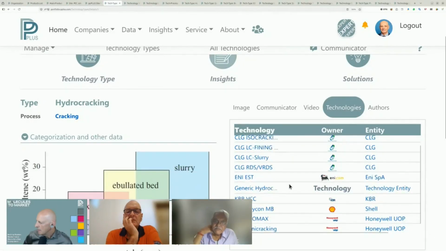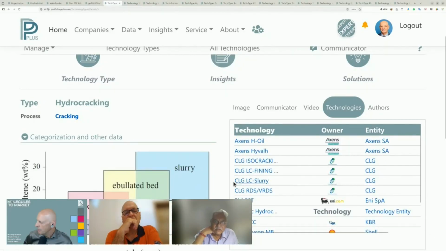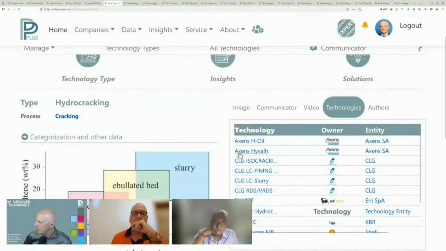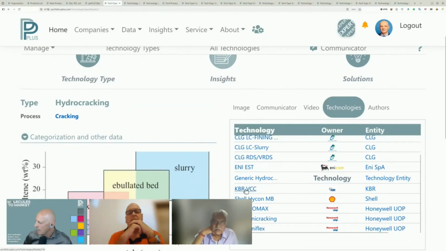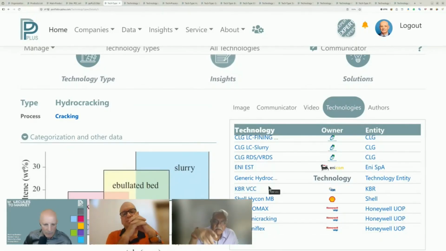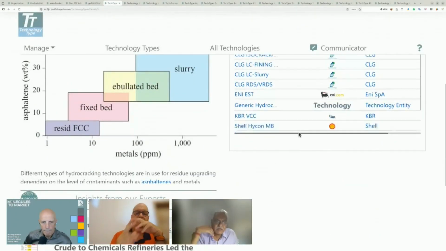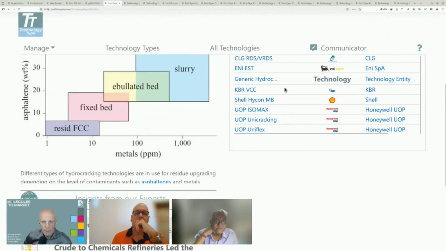UOP, Chevron, all LC, these, slurry, others from Chevron Lummus. It must be Axens. Which one exactly? I'm not sure if it's abbreviated by HIVAL or HOL. HIVAL, HOL, yes, all of them are there. KBR. VCC maybe. Weber cracking, that is KBR. Slurry hydrocracking is VCC. Yeah, that's right. And Eni, as well. And the hydrocracking UOP technology Uniflex, that is also a slurry hydrocracker.